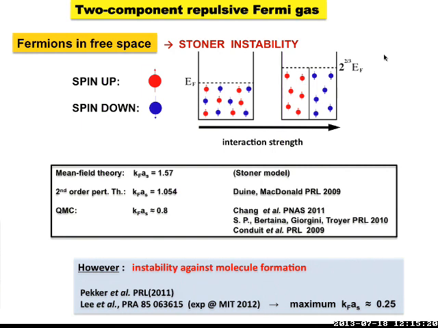Now there were experiments done at MIT in the group of Wolfgang Ketterle, who tried to essentially implement an experiment where this instability could be observed. At first they claimed also that they did see Stoner instability, but this claim was recently withdrawn.